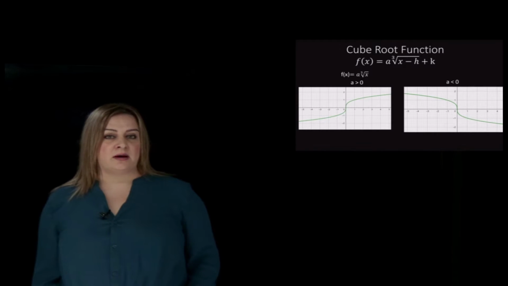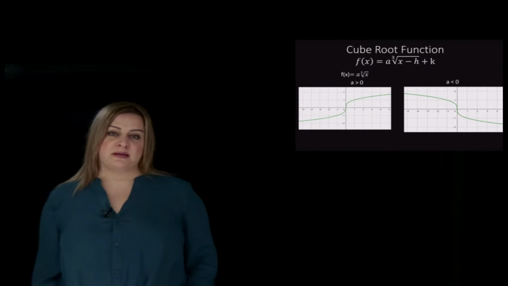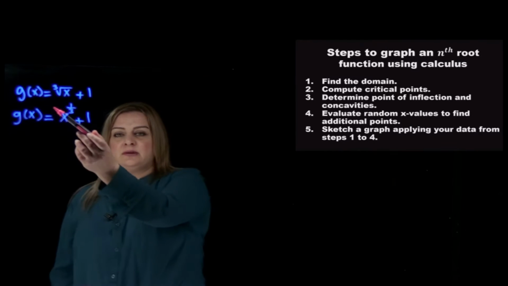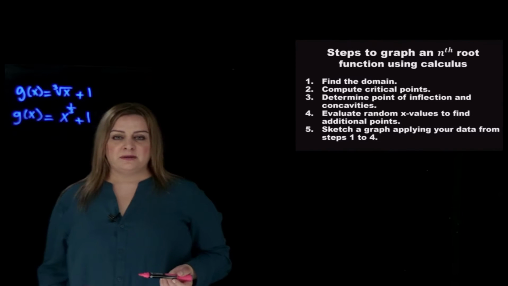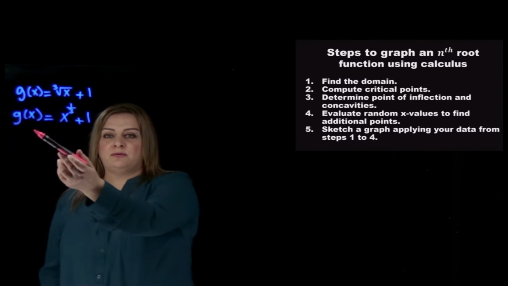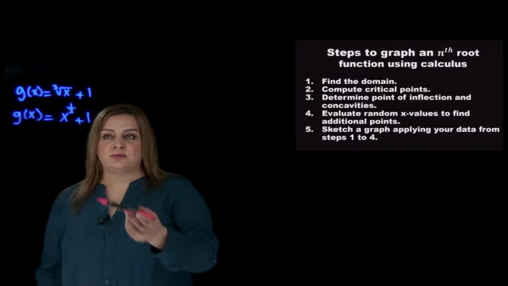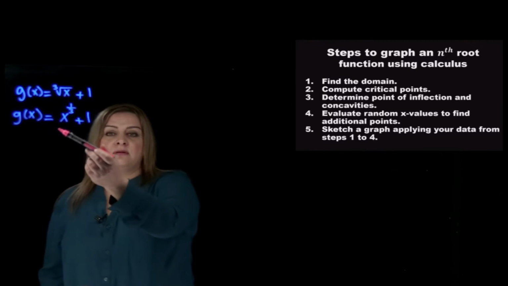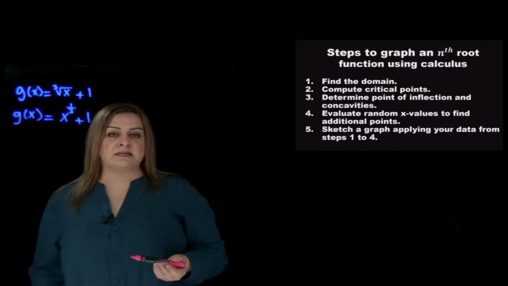Let's start with our example and graph our masterpiece. This is the cube root function we would like to graph: g of x equals cube root of x plus 1. An equivalent form of our function is g of x equals x to the 1/3 plus 1. We just rewrote the radical form into a rational exponent form.